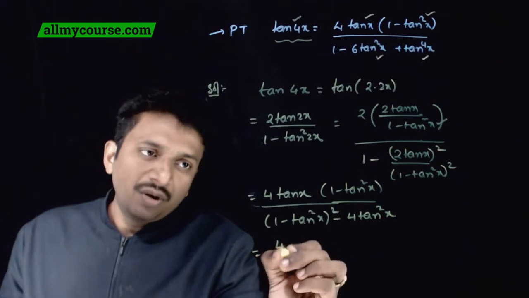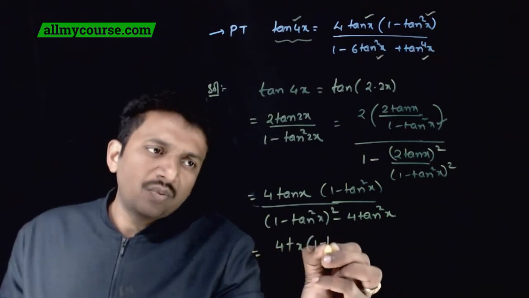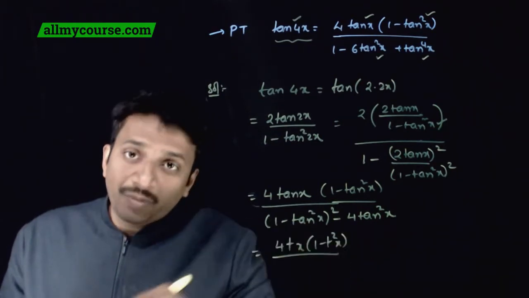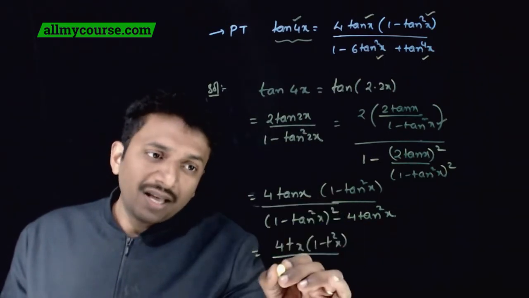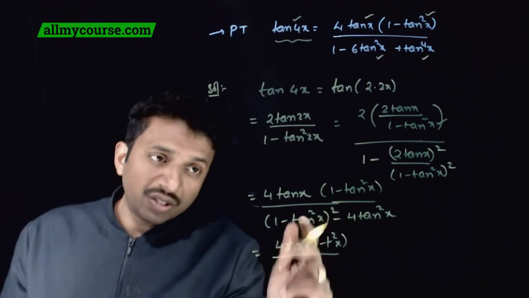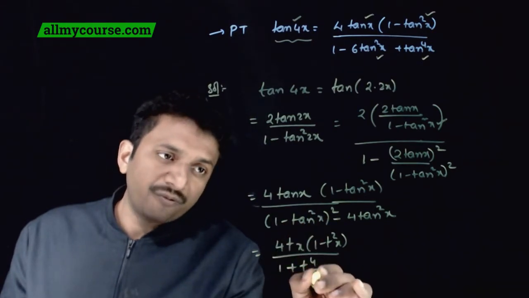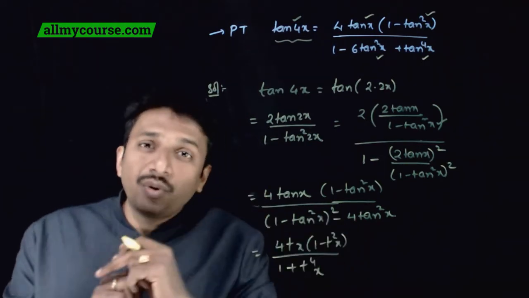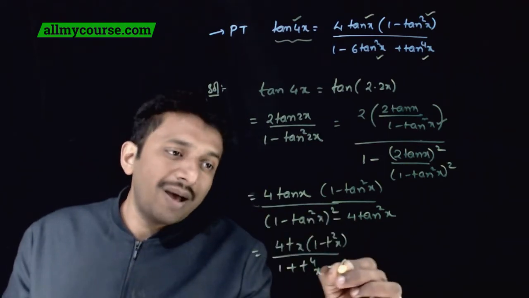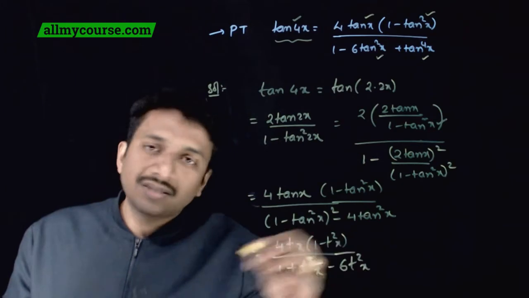That is equal to 4 tan x times (1 minus tan square x) divided by, if you expand this, (a minus b) whole square, you get a square plus b square, that is plus tan power 4x. You get minus 2 tan square x here, minus 4 tan square x. So I will get minus 6 tan square x.